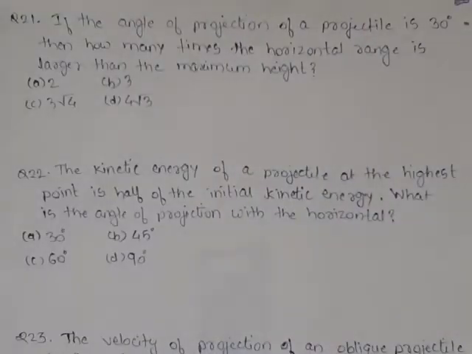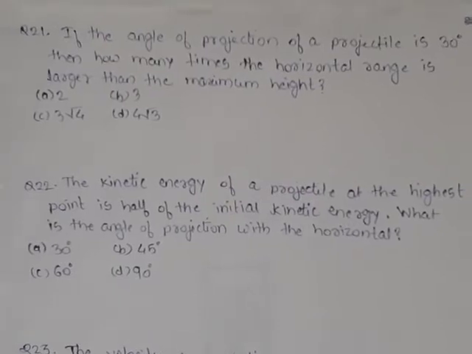Now question 21. If the angle of projection of a projectile is 30 degree, then how many times the horizontal range is larger than the maximum height?